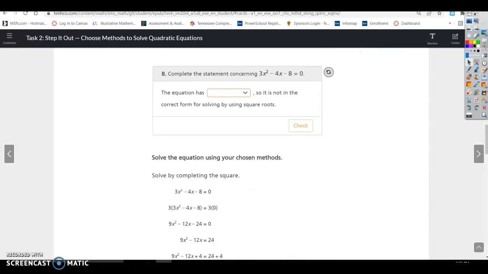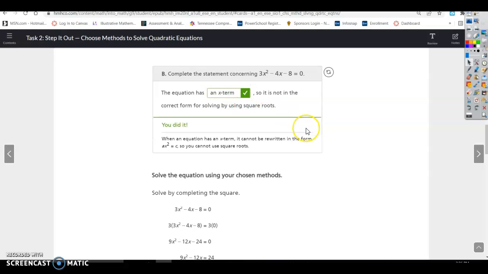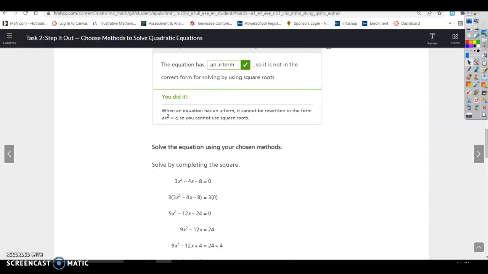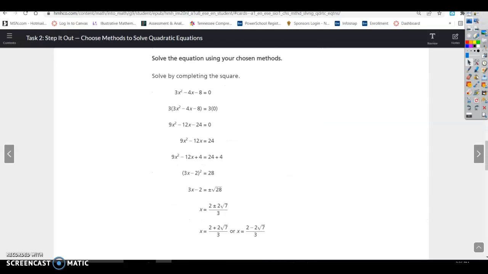All right, so it says complete the statements concerning 3x squared minus 4x minus 8 equals 0. So the equation has blank, so it is not the correct form for solving by using square roots. Okay, so it has an x term. The middle term, remember, tells us that we can't use solve by square root.